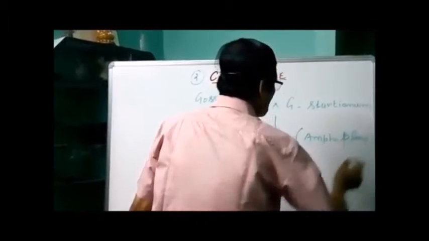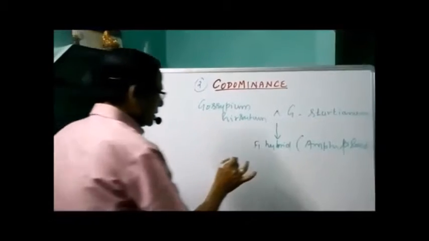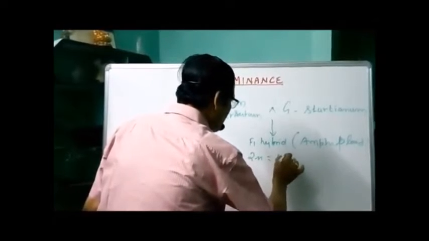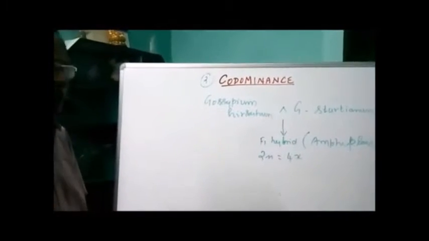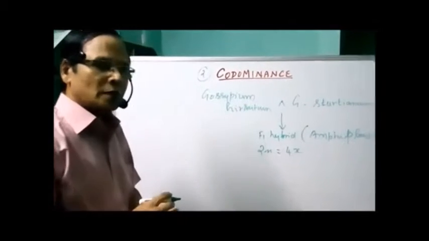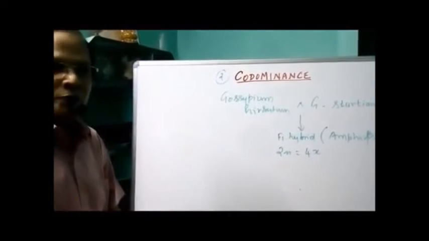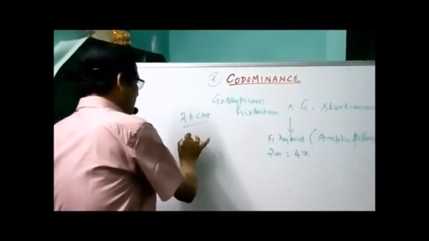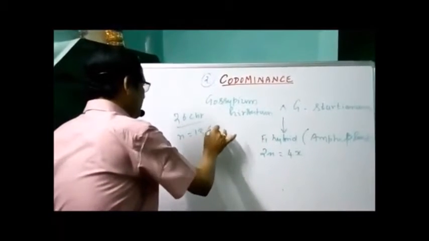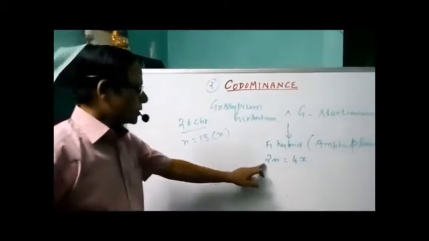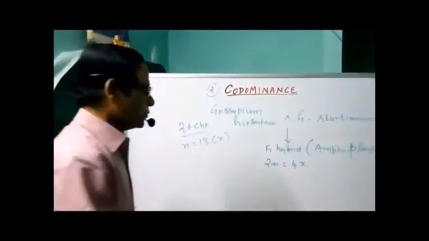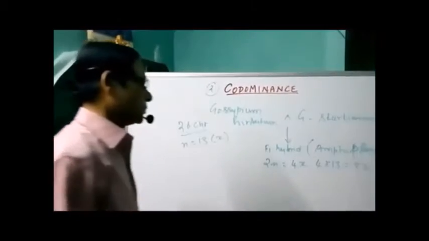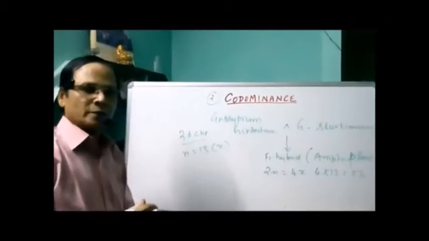What is amphiploid? Here, these individuals have a diploid number of chromosomes equal to 4x. That is called amphiploid. So the diploid condition is equal to 4x. That means they have 4 sets of chromosomes. In the case of cotton, x is equal to 13. So the normal diploid individual has 4 sets of chromosomes, 4 into 13, so they have 52 chromosomes. That's about the nature of that F1 hybrid.